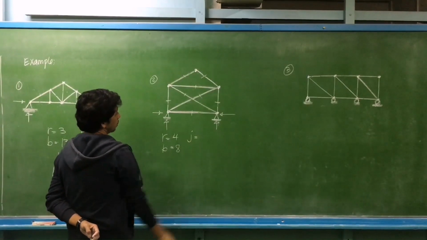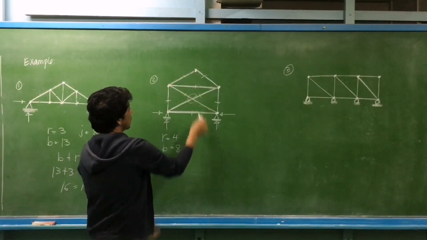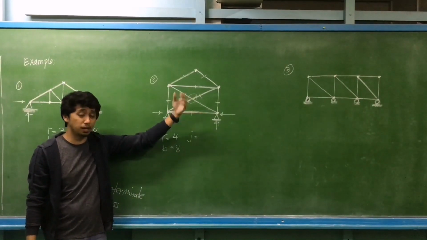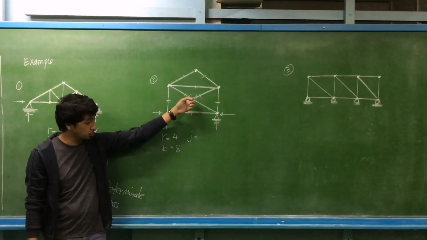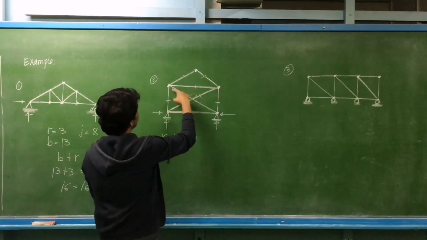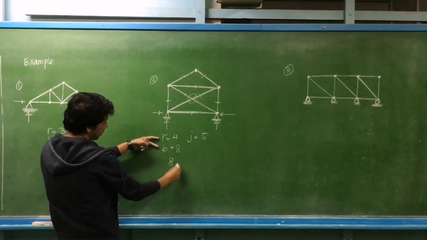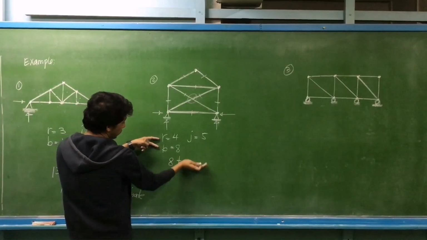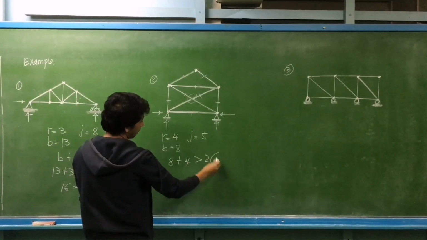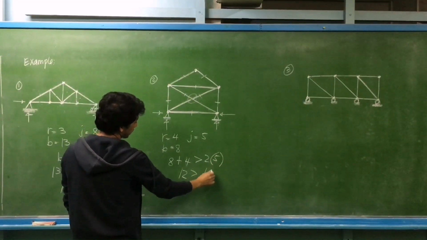How many joints? We have 1, 2, 3, 4, 5. Can you observe this part, if it is a pass-through or if it is considered to be a joint? If it is pass-through, then neglect it, not counted as a joint. So how many joints? We have 1, 2, 3, 4, and 5. The number of bars is 8 plus the number of reactions, 4, which is 12. I think this is greater than twice the number of joints, 5. So 12 is greater than 10.